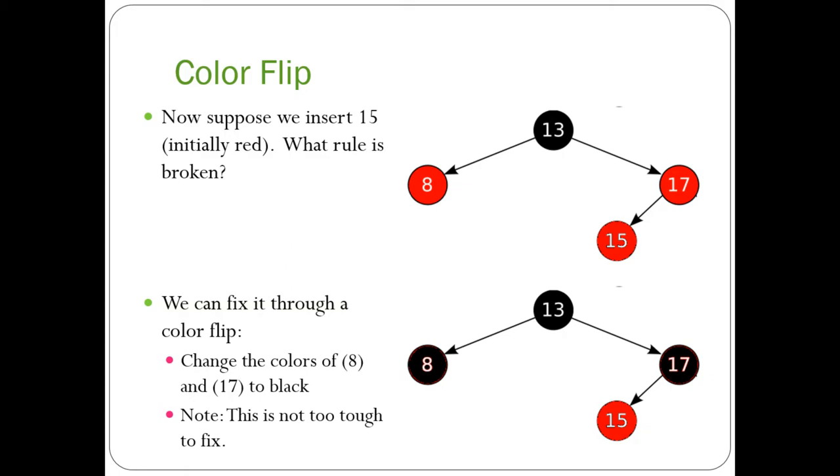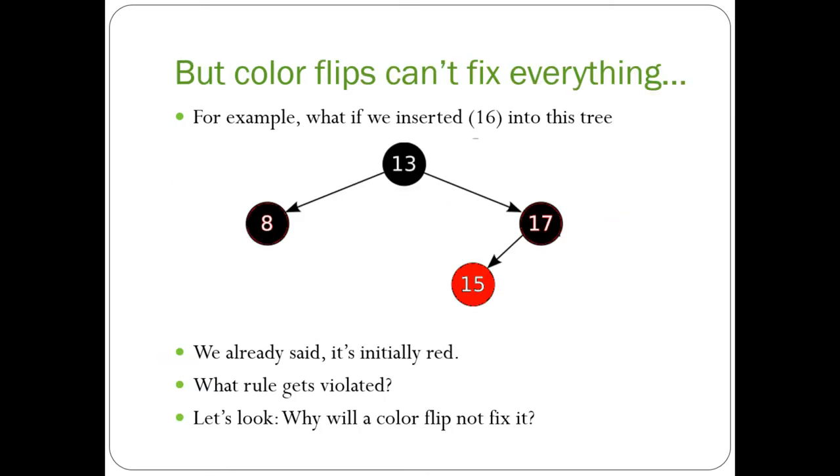What rule is broken? Like we said before, a red node can't have a child that is red too. So we have to change 17 to black. That's how to use a color flip in this red black tree. But this is just an example, okay? It's not true that color flips can fix everything.